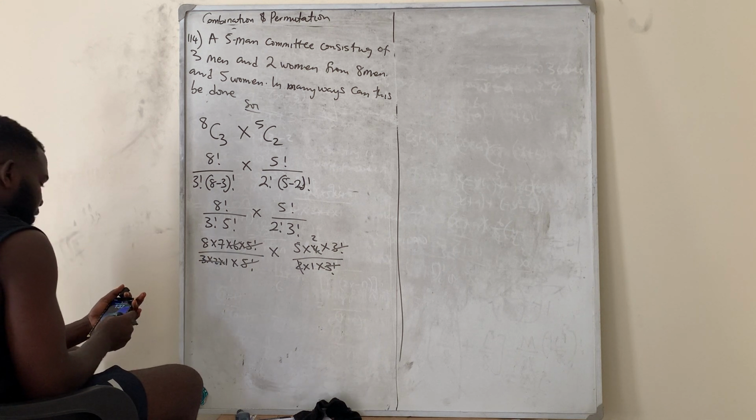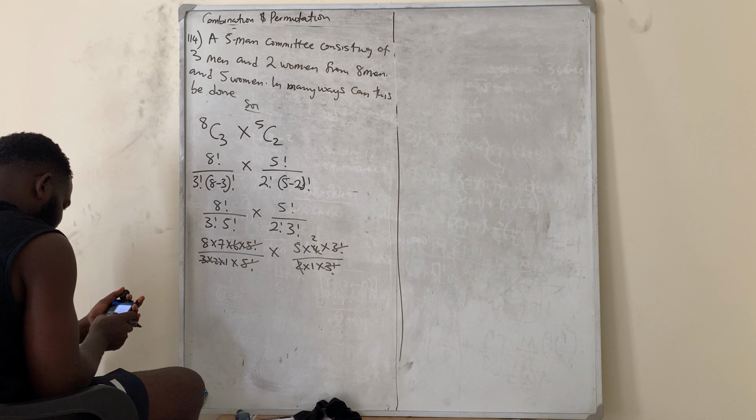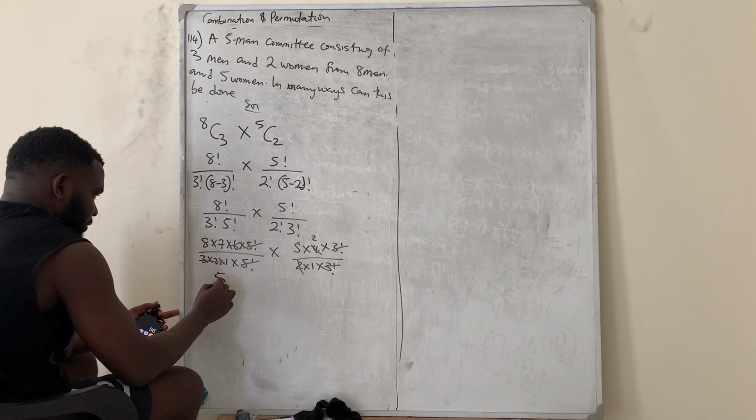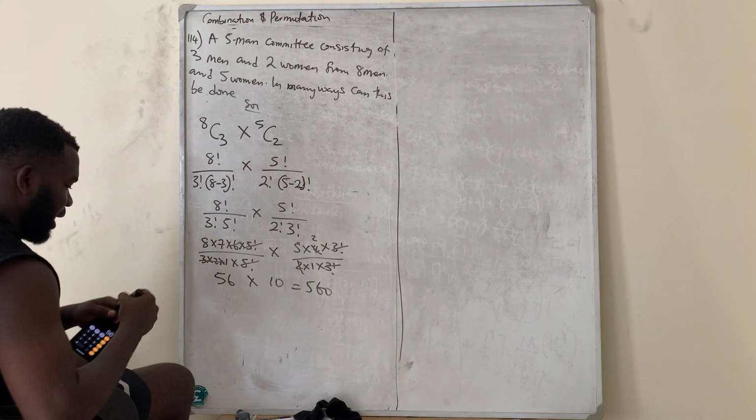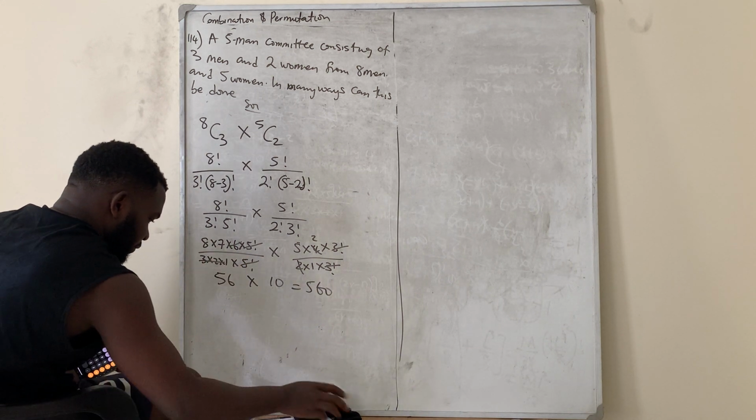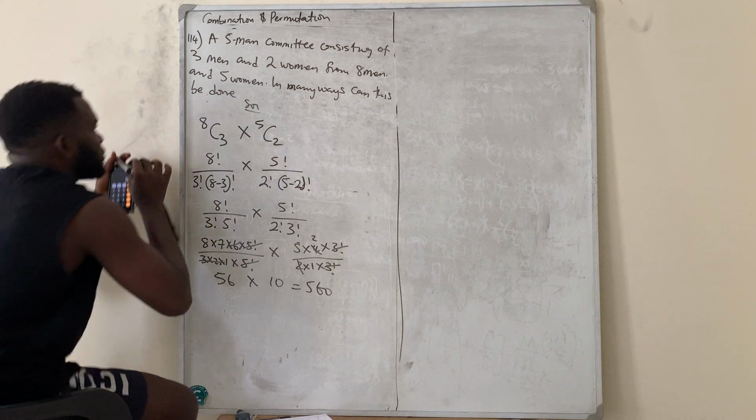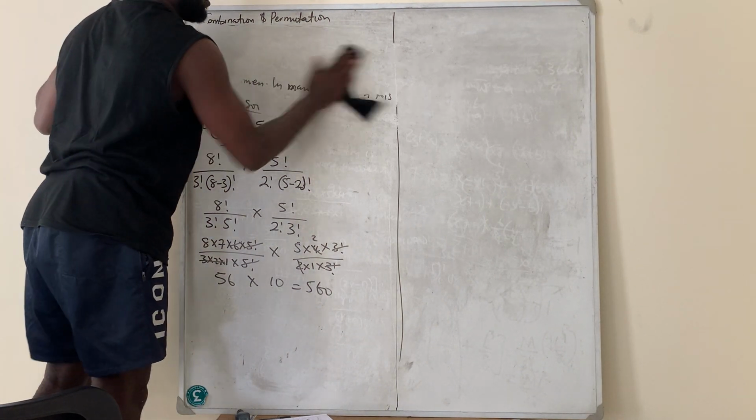So I'm left with 8 times 7 times 10. 8 times 7 is 56. 56 times 10 is 560. So my answer there is just 560. So we move to the next question, question number 115.